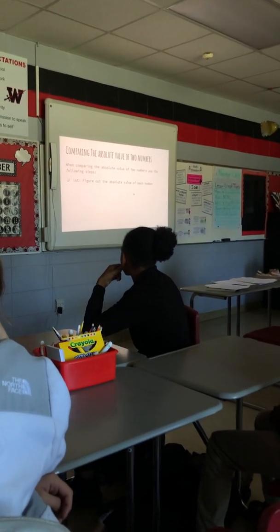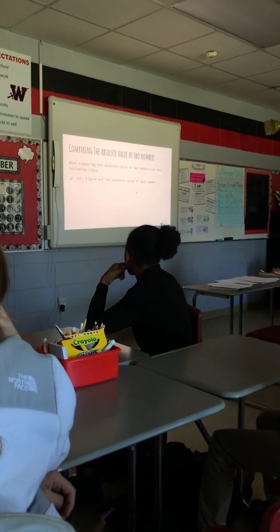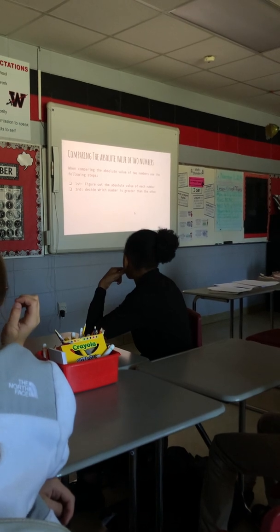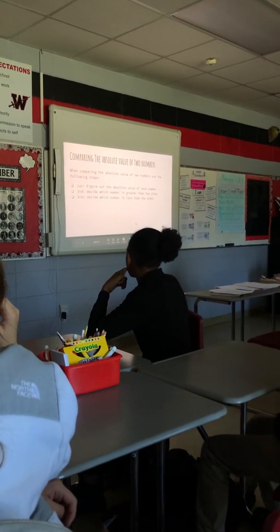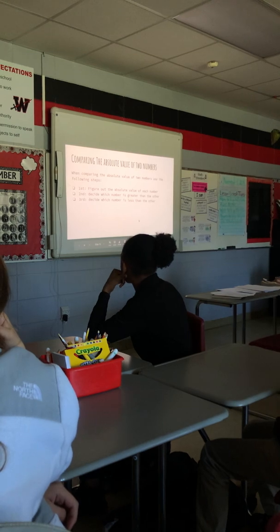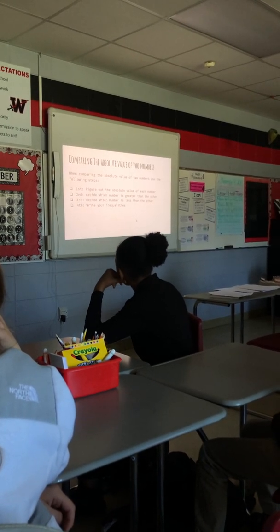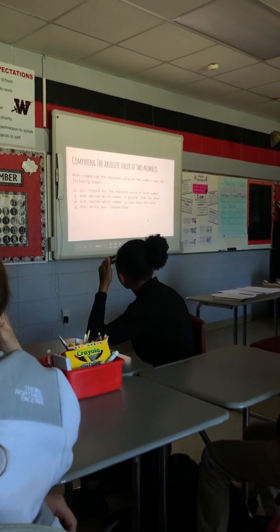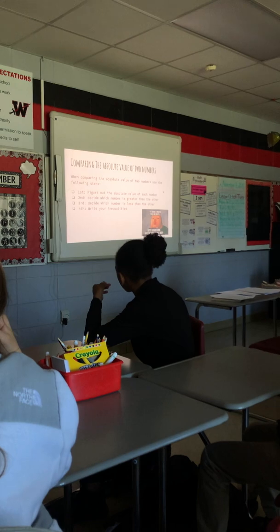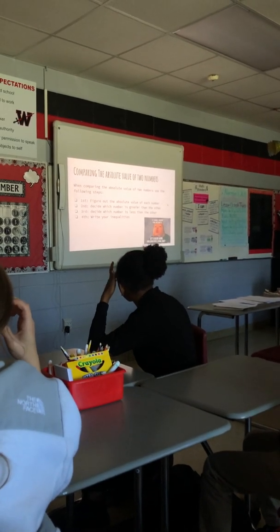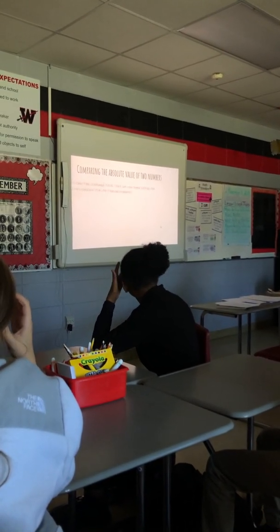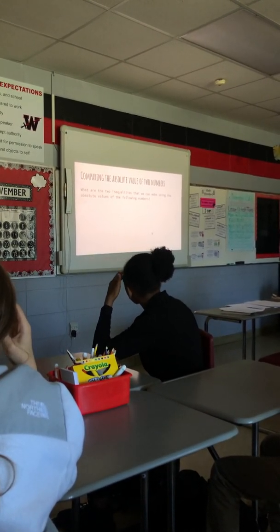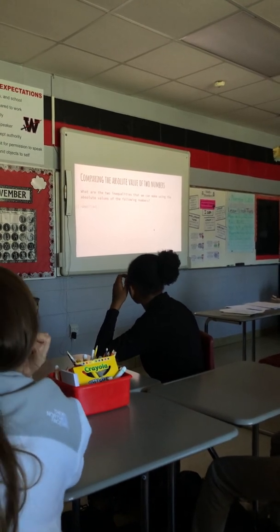Your first step is to figure out the absolute value of each number. Then you'll decide which number is greater than the other. Next, you'll decide which number is less than the other. And then you'll write your inequalities using your greater than or less than sign. So, what are the two inequalities that we can make using the absolute values of the following numbers?